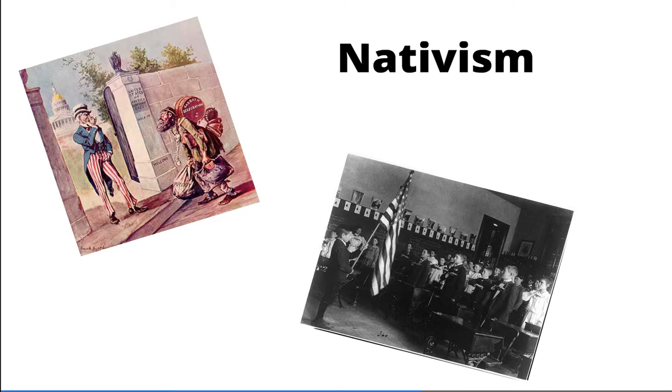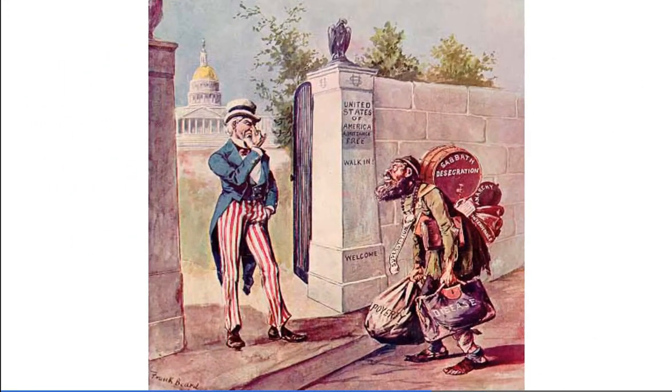Now, there were also other problems that resulted from the mass immigration. One of those is nativism. This is an idea that America should be for Americans. One way, and this is again an illustration from your book, is this picture of Uncle Sam, holding his nose at the sight and at the smell of these poor, dirty immigrants coming into the United States. Here they have an immigrant, a very stereotypical representation.